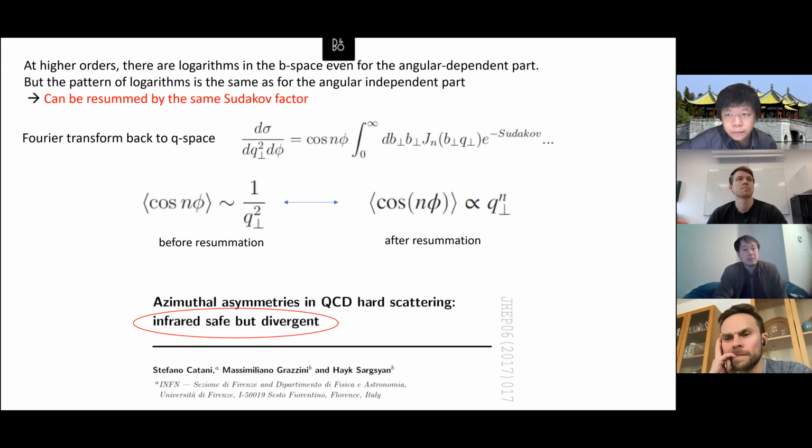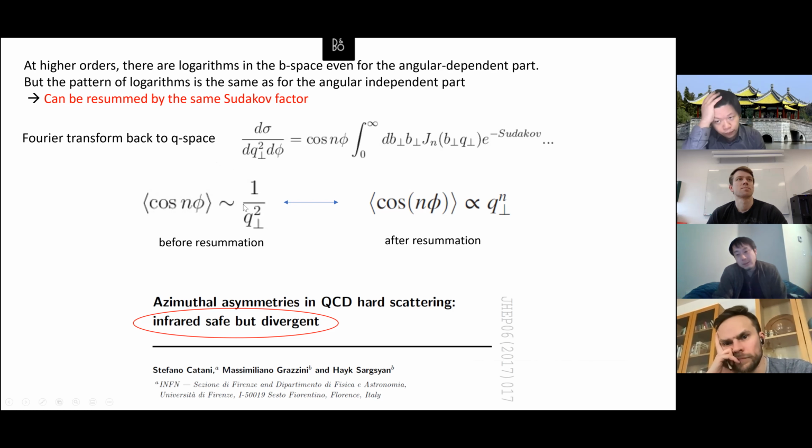This has been shown by Catani and his collaborators. So then you can do this resummation in the B space and then Fourier transform back to the Q space and get the Q perp distribution like this. So something remarkable happens here. The original one loop result you have in momentum space in fixed order perturbation theory, you have this 1 over Q perp squared. This is a singular distribution function. It's not integrable, but if you go to the B space and do the resummation, then Fourier transform back, you get a completely finite result. The average of cosine n phi is proportional to Q perp to the power of n. So the original distribution in fixed order perturbation theory is divergent, but after the resummation, you get something drastically different, which is finite. And this is why Catani put this very suggestive title, infrared safe but divergent, for these angular dependent resummations.